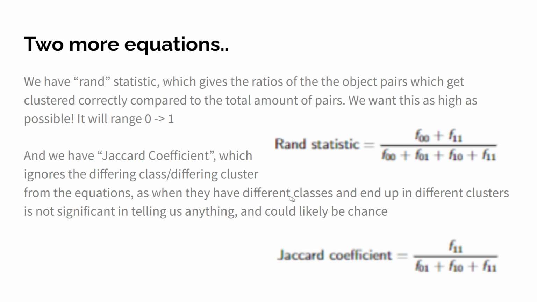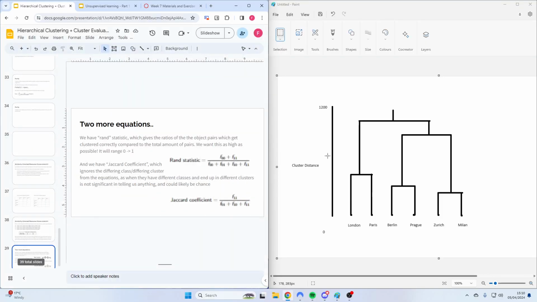But yeah, these are just kind of a way of saying, how well did it classify them? Did it classify them correctly into the class labels? So you're just taking that external information and you're seeing how well it matched up.